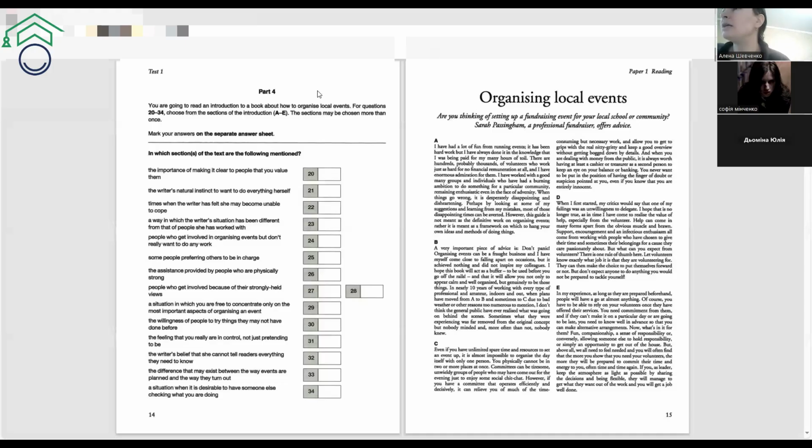So then, Sophia, I will ask you to read these variants which are offered on the left, starting from this question.